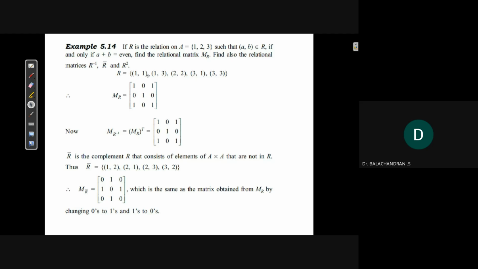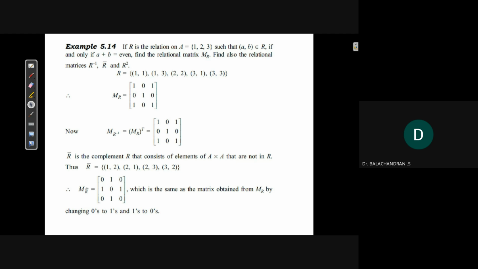The elements which are not in R. 1 comma 1 is here, 1 comma 2 is not here, 2 comma 1 is not here, 2 comma 3 is not here, and 3 comma 2 is not here. Whatever is not in R is in R bar. So this is one of the ways.